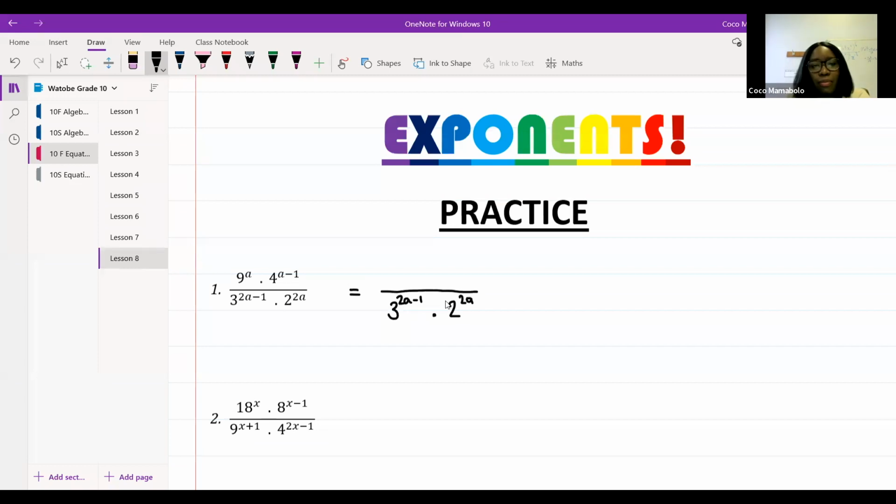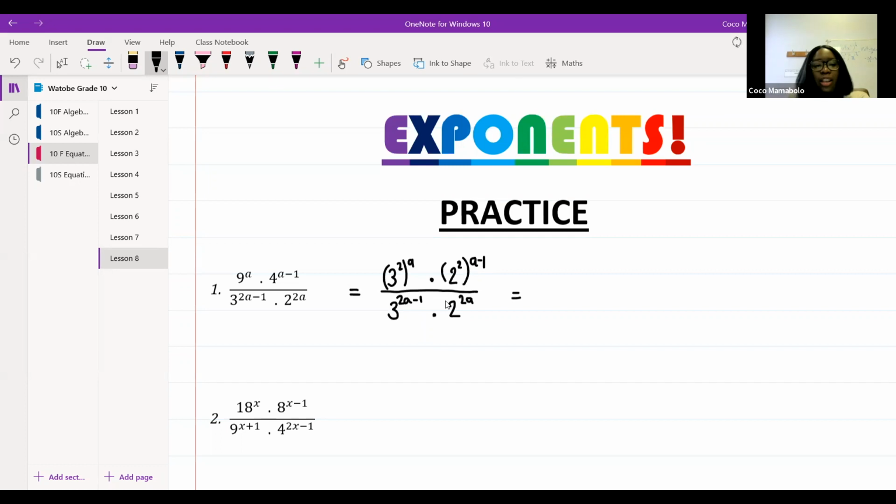It's open brackets, 3 to the power of 2. Good, and then there's an A on the outside. Good. Multiplied by open brackets 2 squared, to the power of A minus 1. Good. I love how you remember the brackets, Mawande, because they're very important. Excellent. Love it.